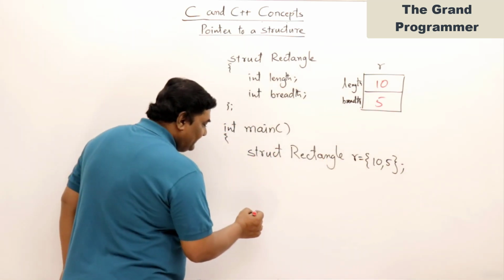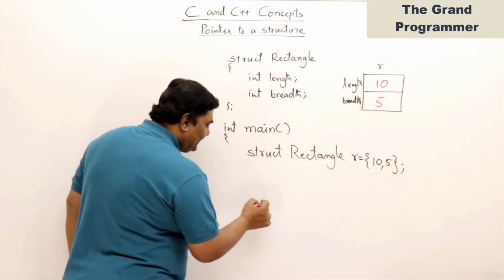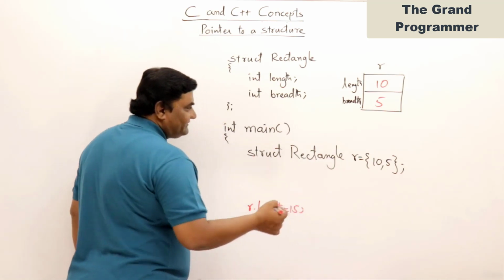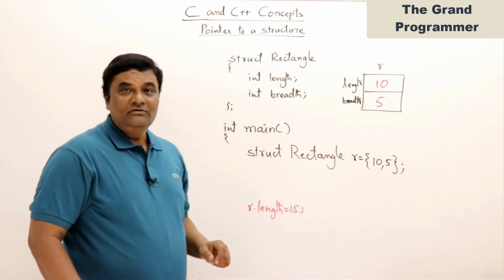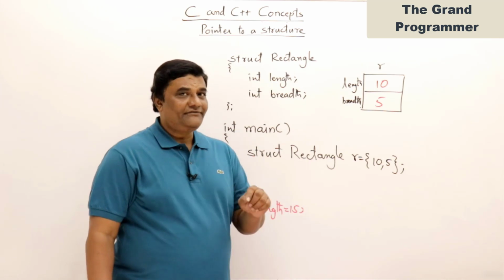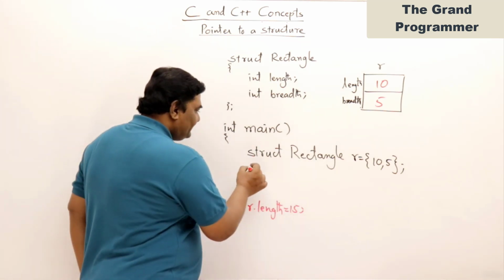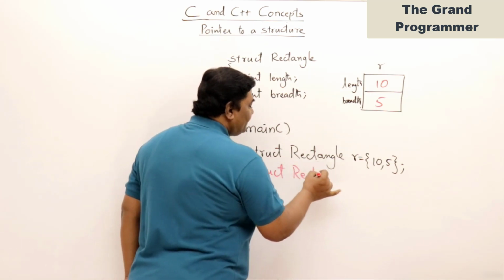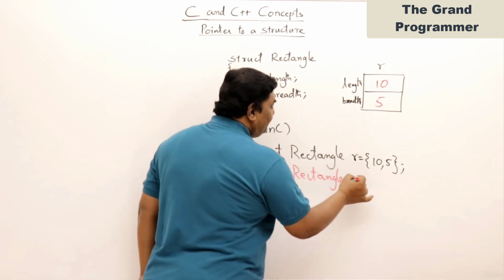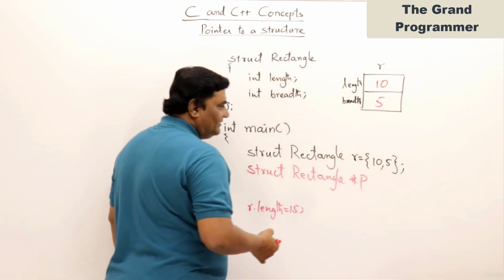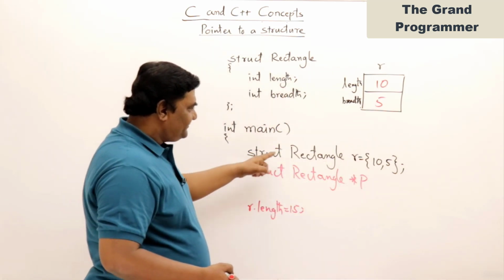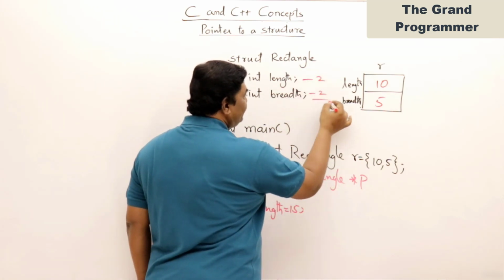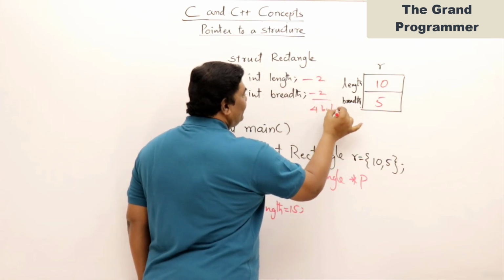So if I want to print or change, I can say r dot length assign 15. I can change it like this. But let us learn now how to access it with a pointer. First of all, I will declare a pointer: struct rectangle pointer, and I'll give the pointer name as P. Now, how much memory does rectangle consume? As we know, this takes 2 bytes, assuming an integer takes 2 bytes, so this is a total of 4 bytes.